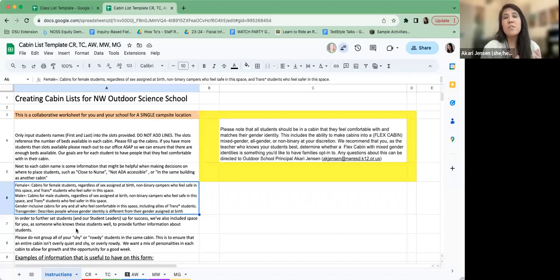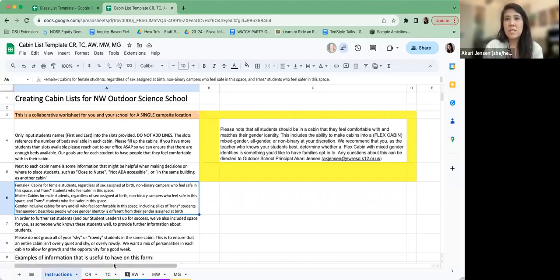We also have gender inclusive cabins. You might think of them as all gender or agender. It's for anybody who feels more comfortable in a space that's not defined by gender. That could be allies of trans students. It could be non-binary students who really don't want to have a gender assigned to the cabin that they're staying in. In those gender inclusive cabins, what we've seen historically is those tend to be smaller.